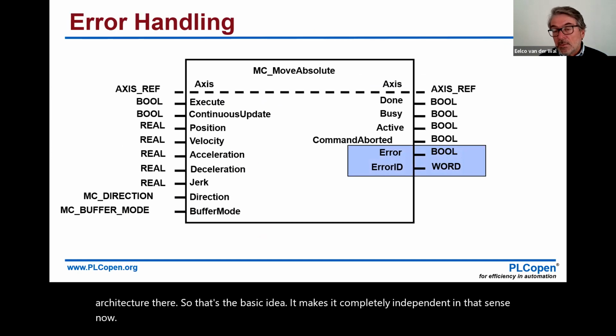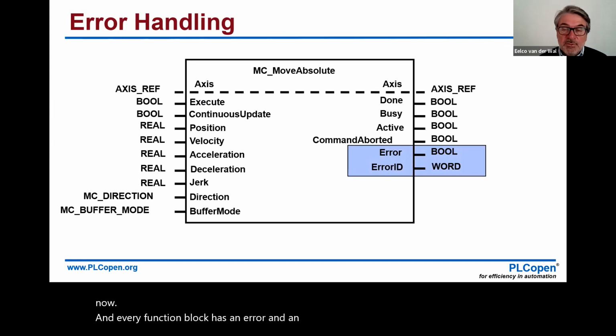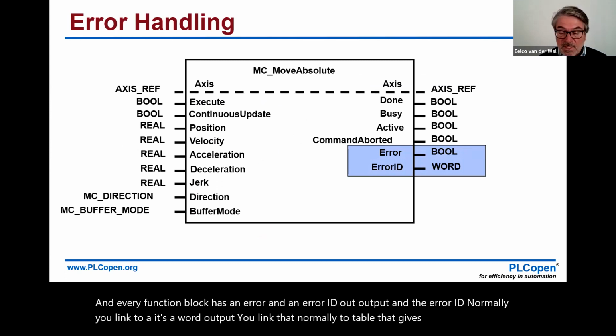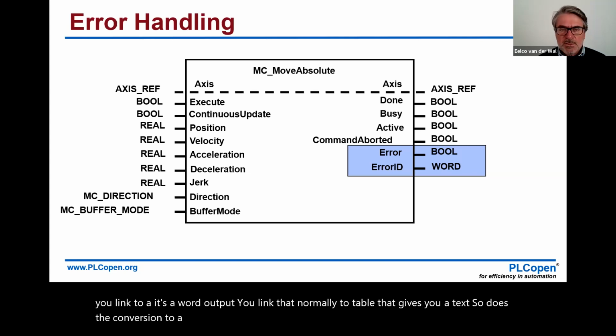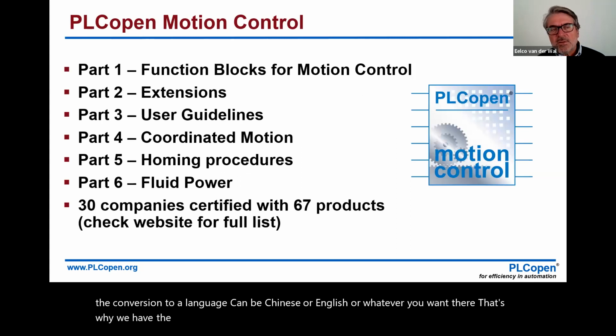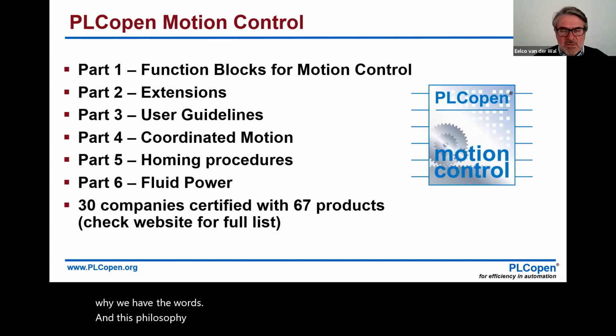Every function block has an error and an error ID output. And the error ID, it's a word output, you normally link to a table that gives you a text. So it does the conversion to a language. It can be Chinese or English or whatever you want there. That's why we have a word. In this philosophy, we created a whole suite of specifications.